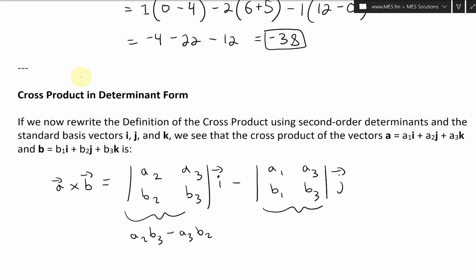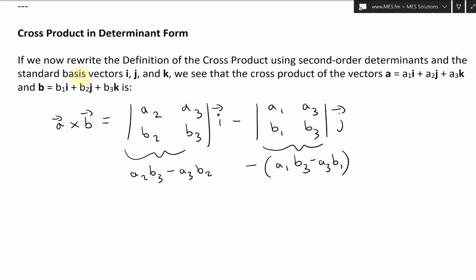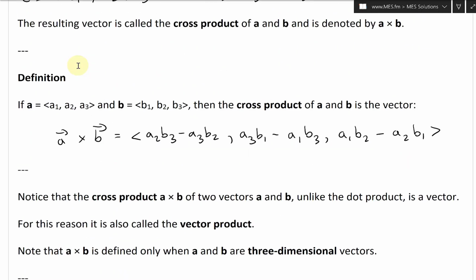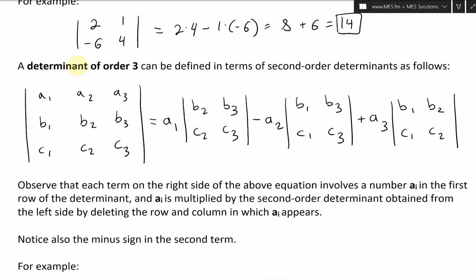And again, this equals, with that minus sign, minus a1 times b3 minus a3 b1. And then when you get rid of the minus sign, this becomes positive a3 b1, and this becomes negative a1 b3. You put the negative inside. And that matches up again with the definition right here, a3 b1 minus a1 b3. And the next one is just the a1 b2 and then minus a2 b1.